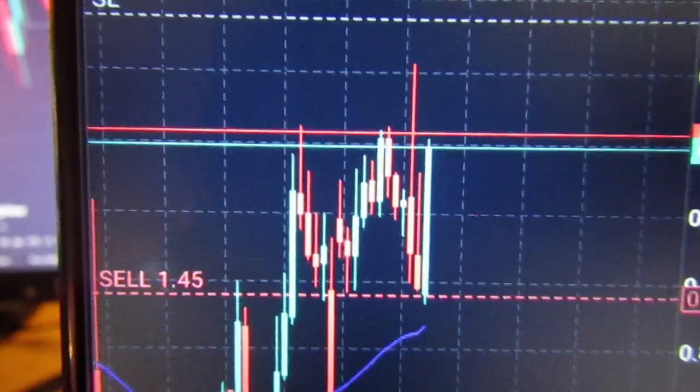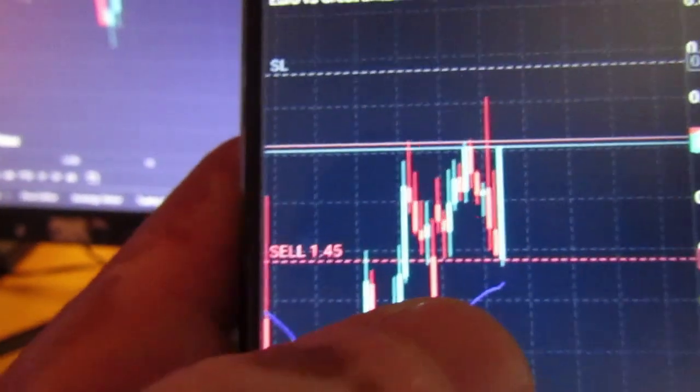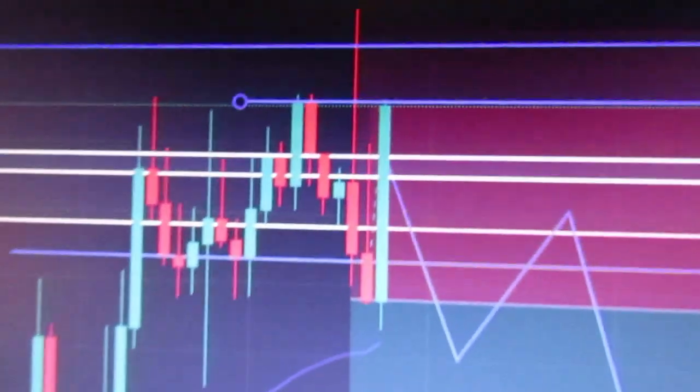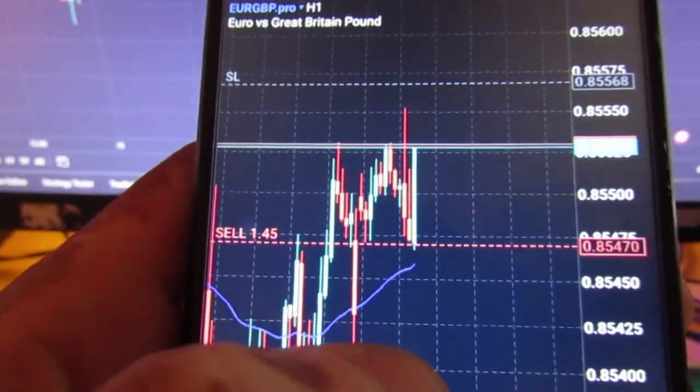This trade went straight into drawdown. Look at it, 1 hour candle. We enter just down here and you can see prices heading to the upside. So yeah, we're just gonna let this trade do what it has to do.